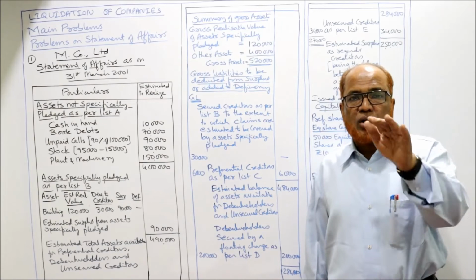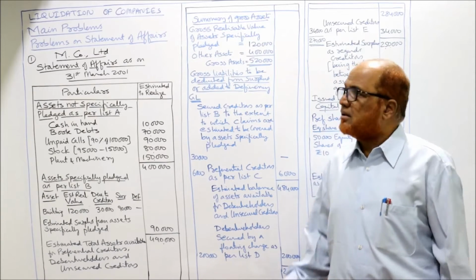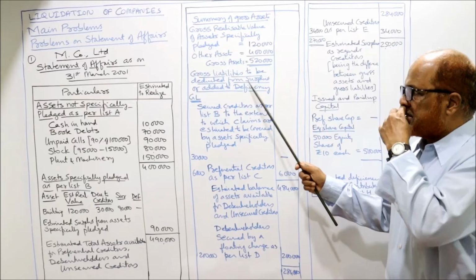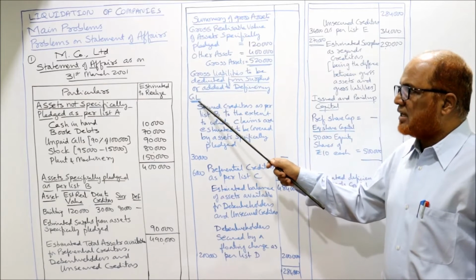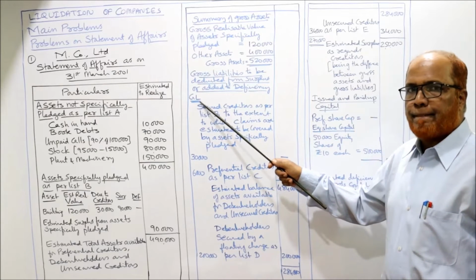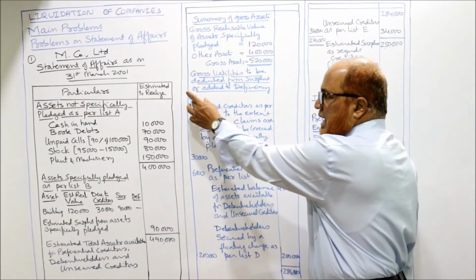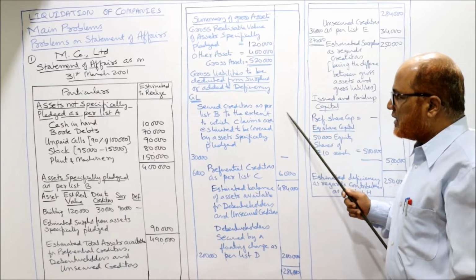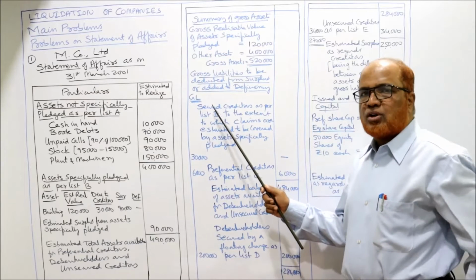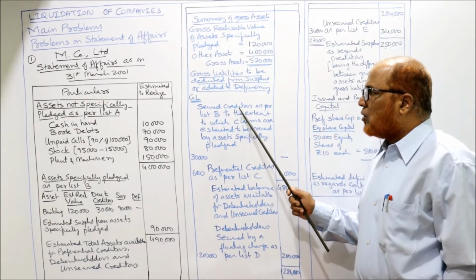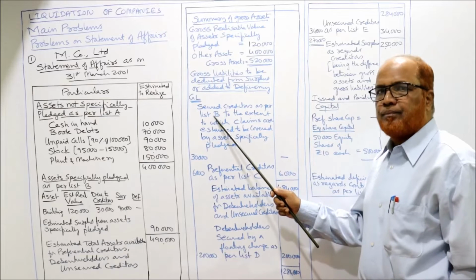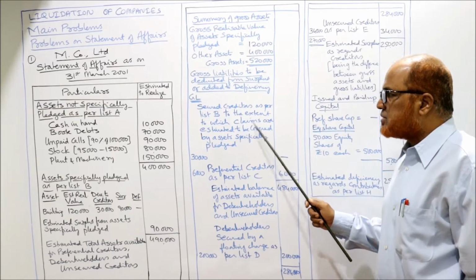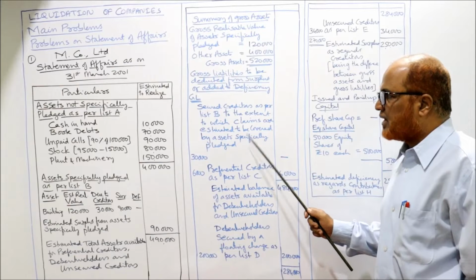Add to deficiency or subtract from surplus. So gross liability to be deducted from surplus or added to deficiency. GL stands for gross liability. We are going to show the gross liability on the left hand side and take the amount in the right column. So first what we should take is gross liability, secured creditors as per list B, to the extent to which claims are estimated to be covered by assets specifically pledged.